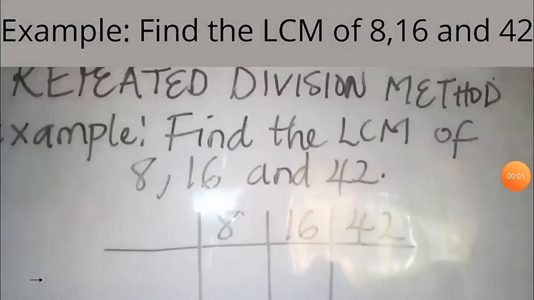Now to our second example, we have to find the LCM of 8, 16, and 42 using the repeated division method. Now, similar to the prime factorization method, we are also going to be dividing using the smallest prime numbers that will divide into any of the numbers without remainder. The only difference is that here we are going to be dividing the numbers together.